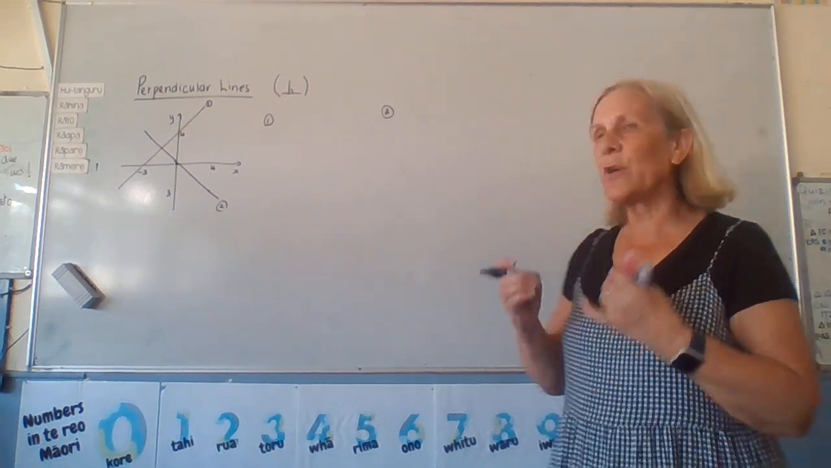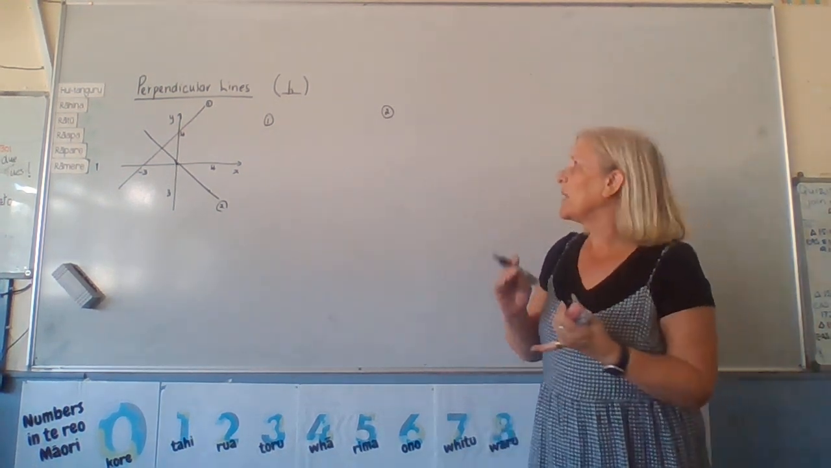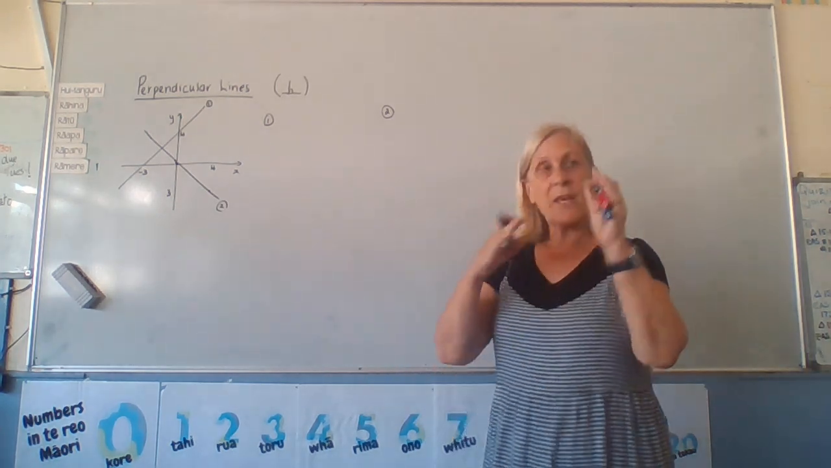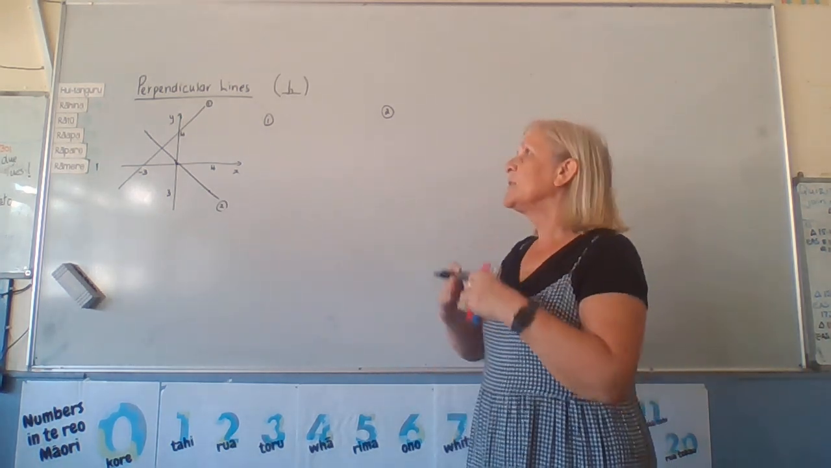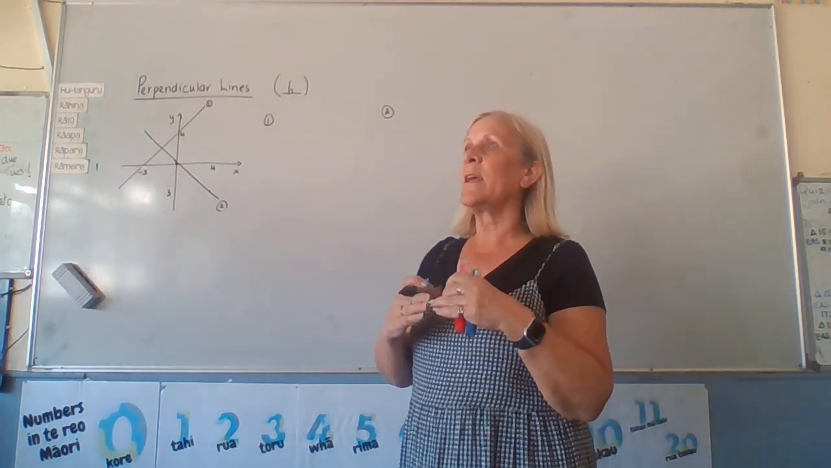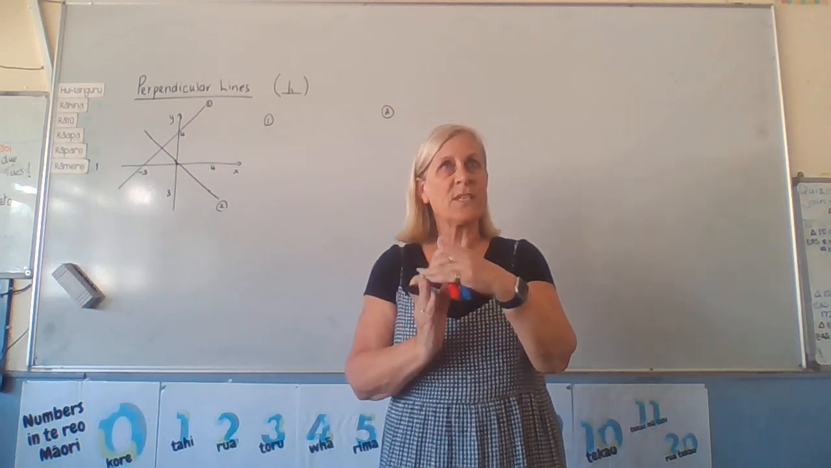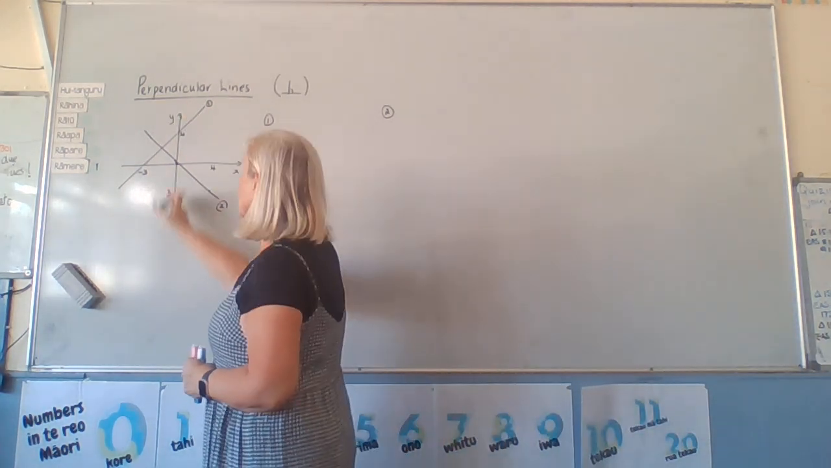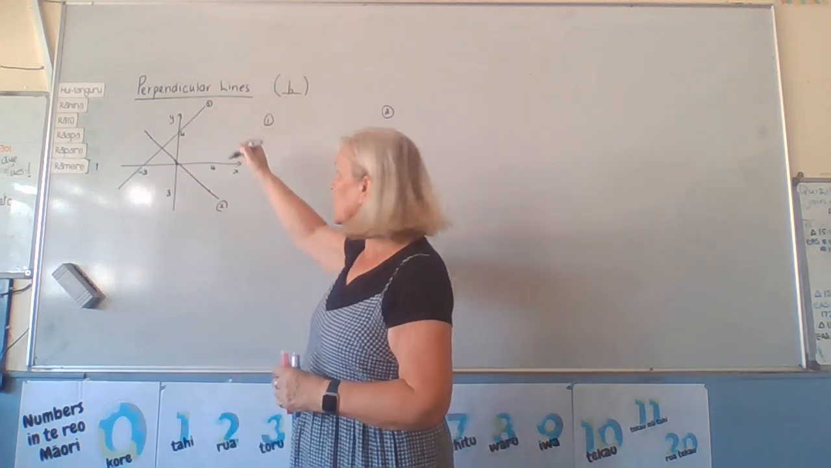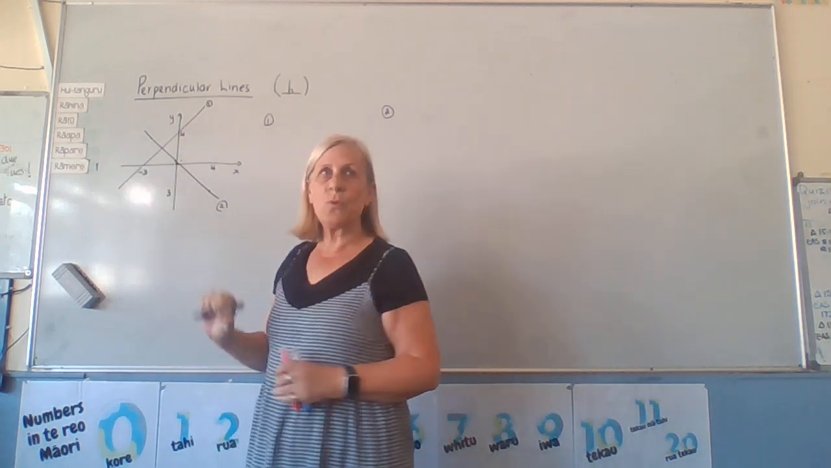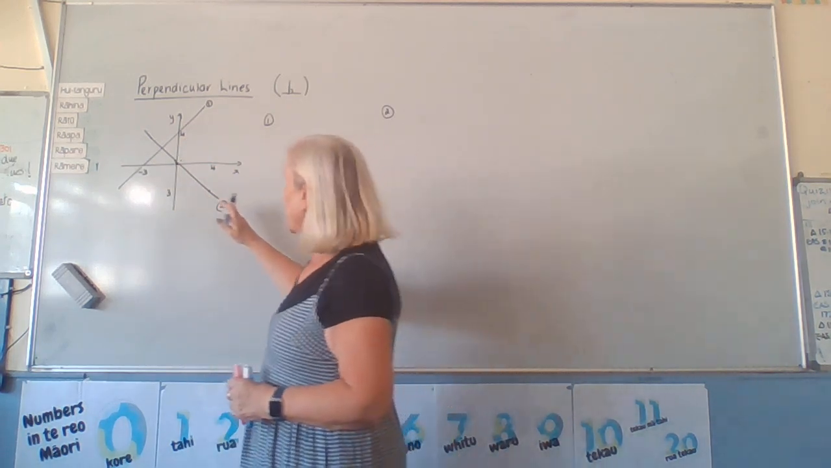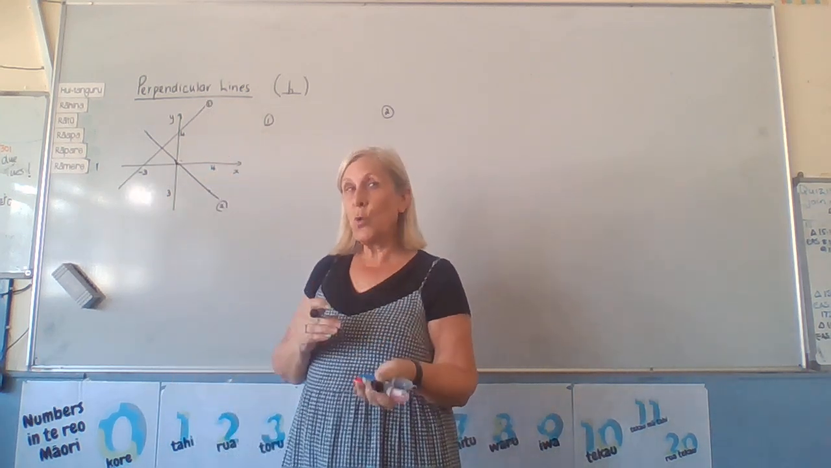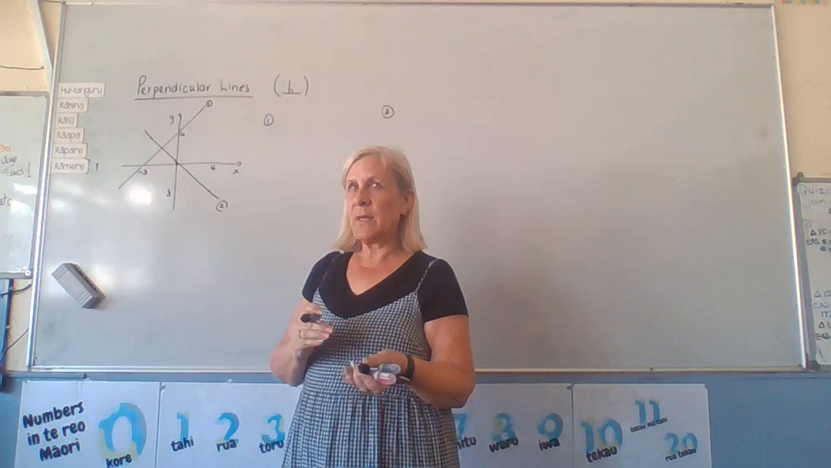Okay, so today we're looking at perpendicular lines. Back in year 9 and 10, you learned that perpendicular lines are lines that meet at a right angle. All right? So perpendicular lines are lines like the corners of a rectangle or the corners of a square, things like that. When we draw an axis, the two axes are perpendicular because they meet at a right angle.